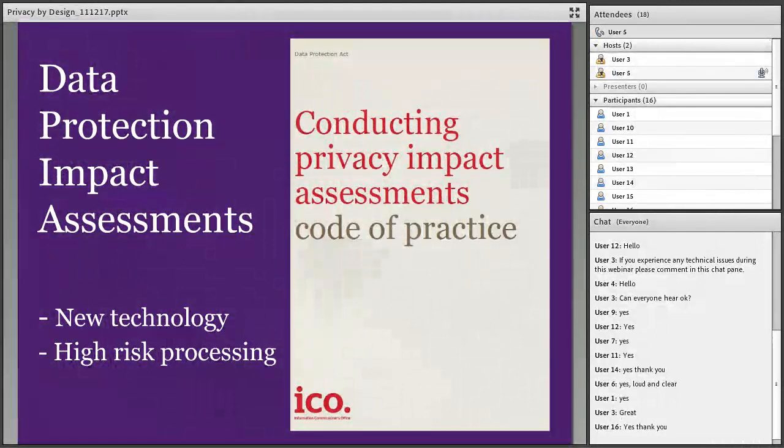An integral part of taking a privacy by design approach is conducting a data protection impact assessment or a privacy impact assessment. The two terms mean the exact same thing, but data protection impact assessment is a more recent term, because that's what the GDPR refers to it as. So from now on, we'll cover what a DPIA involves, and I'll be calling them DPIAs for the purposes of this webinar.